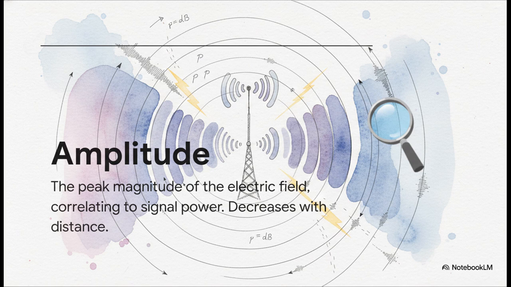Amplitude is just the raw power of your signal. It's strength. And as we all know, that strength naturally drops off as it spreads out over distance. We call that free space path loss. This is the number one variable in every single link budget you will ever calculate.